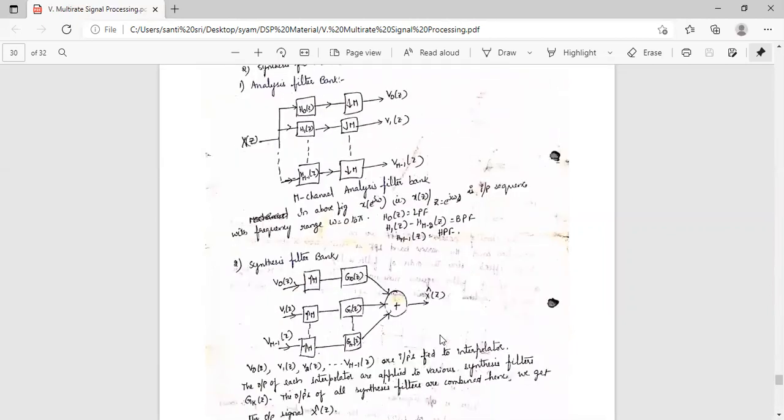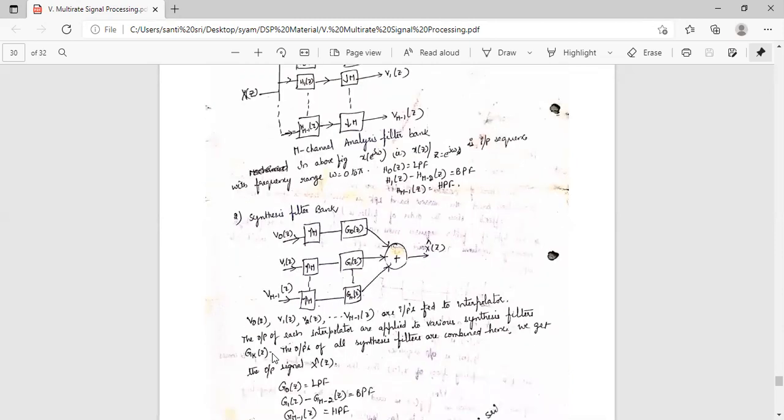Coming to the synthesis filter bank, output to input. V0 of Z to the sampler. So G0 of Z, G1 of Z, up to G(M-1) of Z, these are all the filters. All will be added so that we get the output. So V0 of Z, V1 of Z, V2 of Z, and V(M-1) of Z are the inputs fed to the interpolators. The output of each interpolator is applied to the various synthesis filters.